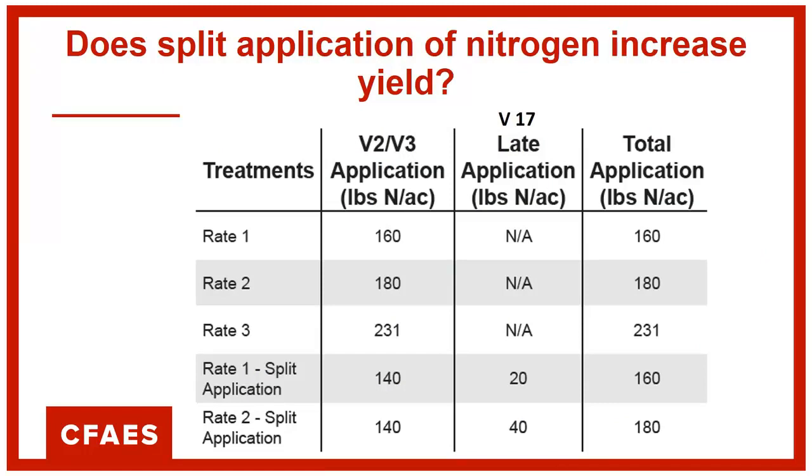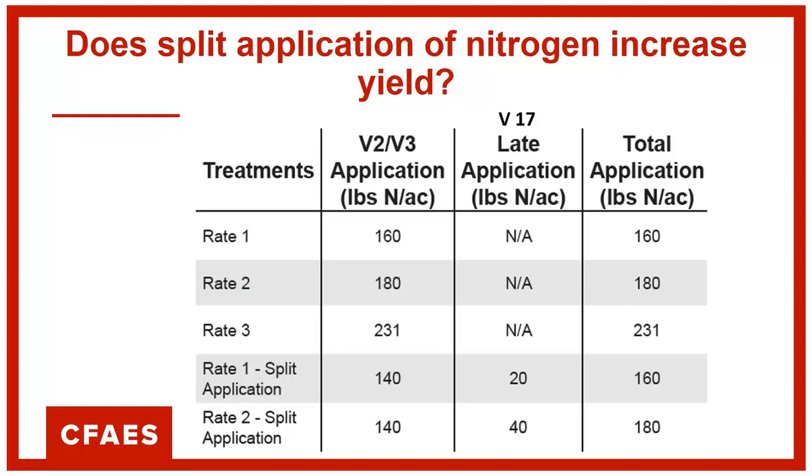So another thing to look at is just setting our rates and not going out with a split application. For split application, we did a V2, V3, so that really early side dress, we could row the corn, so let's go out and put our nitrogen on in case it rains us out. And then V17, so fairly late in that application window. V17, the next step is going to be tassel in that corn plant.